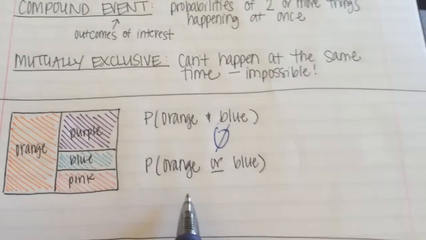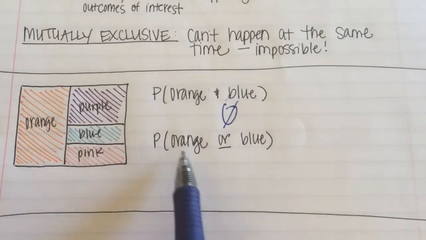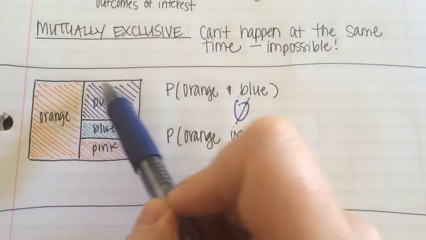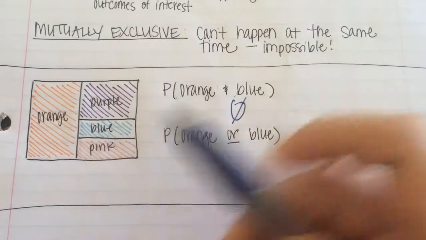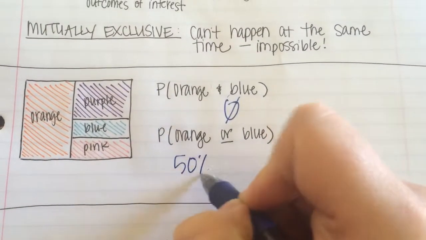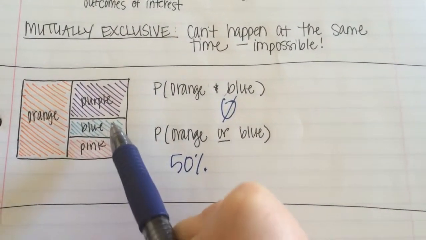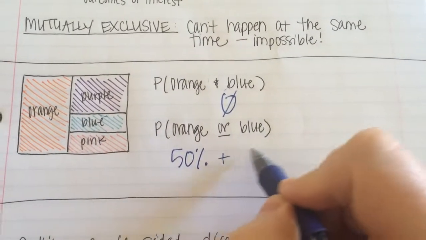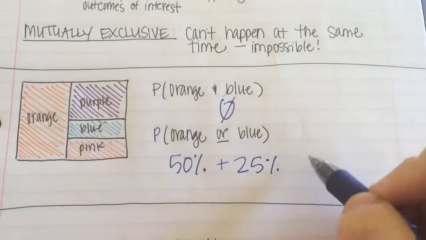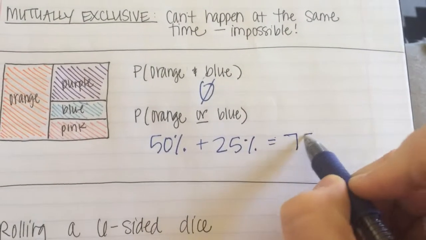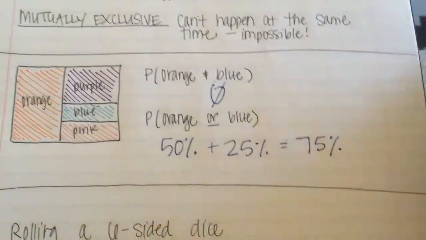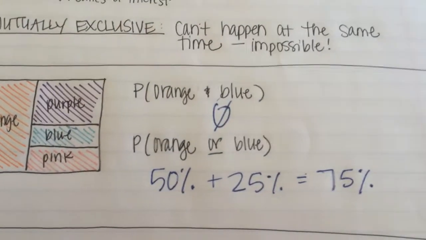Here I did this just to show the probability of hitting orange or blue. If you look at this as 100%, the orange is 50%, and then the blue right here is half of the half, so it's 25%. So if you were to do orange or blue, you would have a 75% chance of hitting orange or blue, but if you're trying to do them both at the same time, you won't be able to because you're going to hit one or the other.